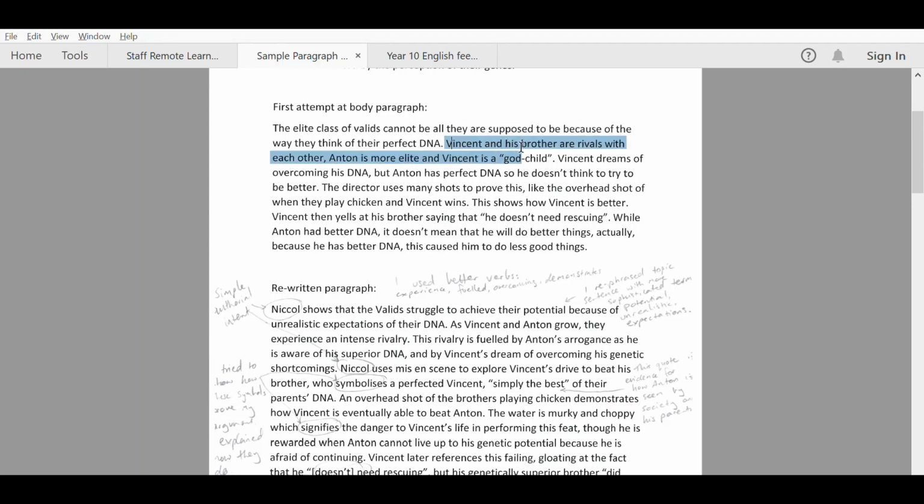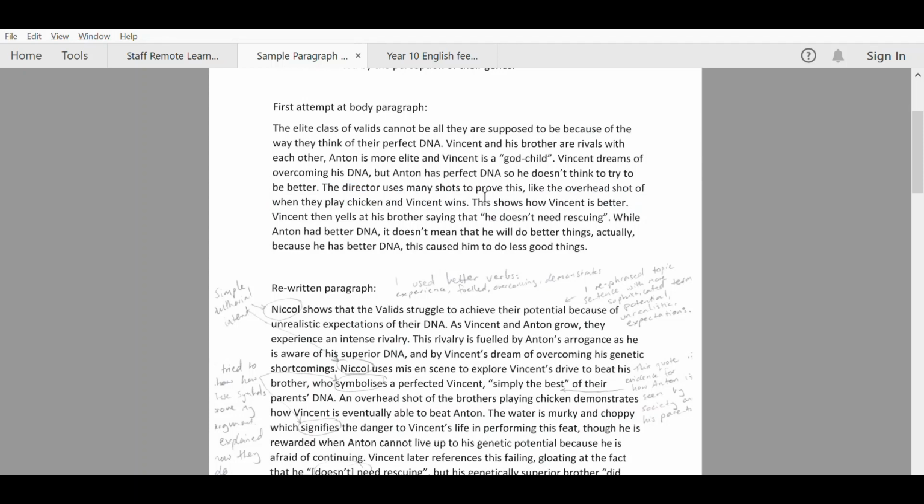Vincent and his brother are rivals with each other. Anton is more elite, and Vincent is a godchild. So that's introducing a relationship there and contrast between them. Vincent dreams of overcoming his DNA, but Anton has perfect DNA, so he doesn't think to try to be better. So that's good. That's some discussion of evidence or a moment. The director uses many shots to prove this, like the overhead shot of when they play chicken and Vincent wins. This shows how Vincent is better.